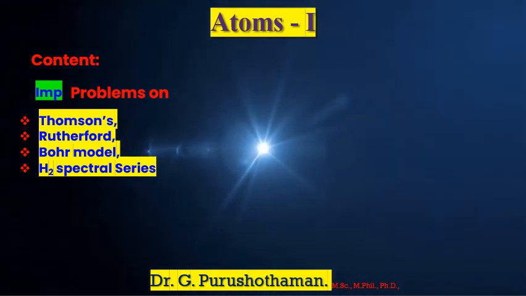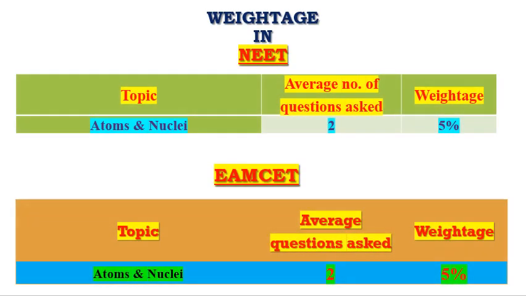Now, the weightage in NEET and EAMCET for atoms and nuclei: both have the same pattern, two questions will be asked, one from the atom and another from the nuclei. So you may have two questions. This is a short chapter, both atoms and nuclei, and direct questions will be there. About 5% of weightage will be there from this chapter.